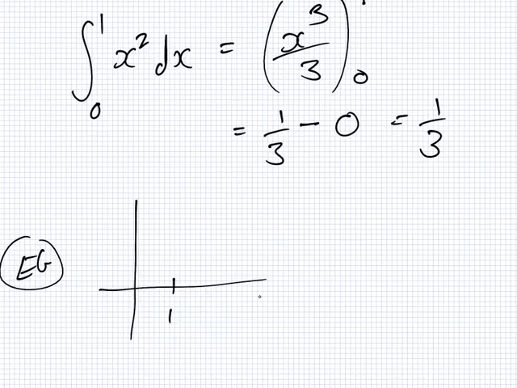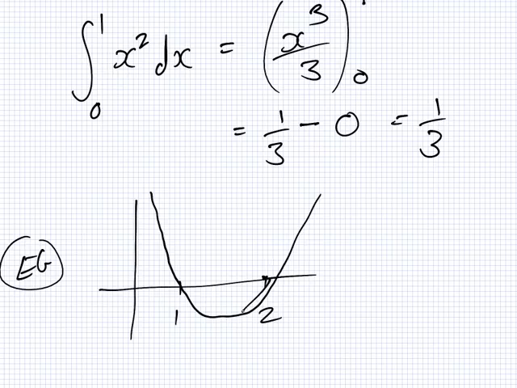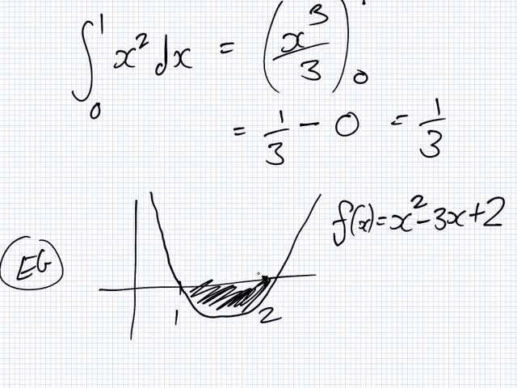I want you to see what happens if you try to do something like this. Let's say from 1 to 2. And I want to see what happens when you integrate this. The function is x squared minus 3x plus 2. Try this one.